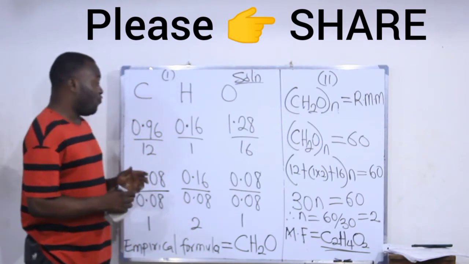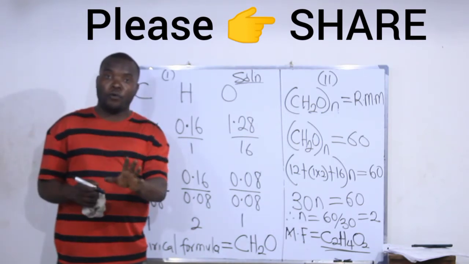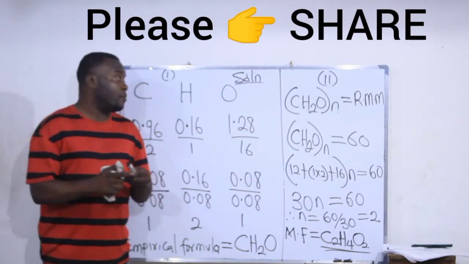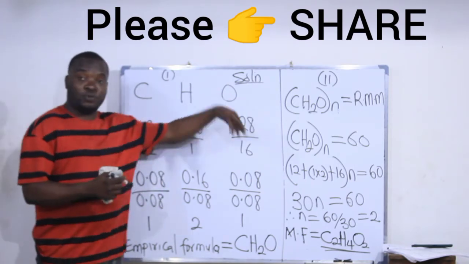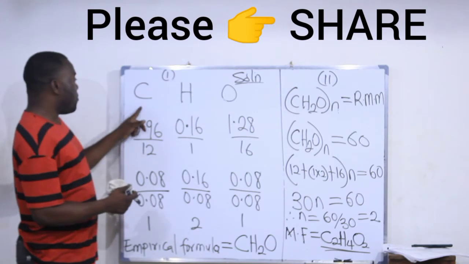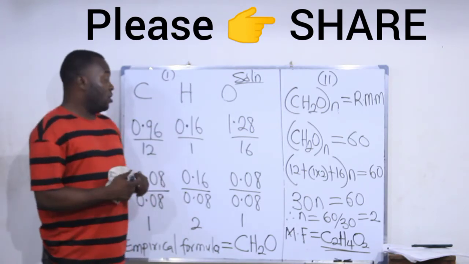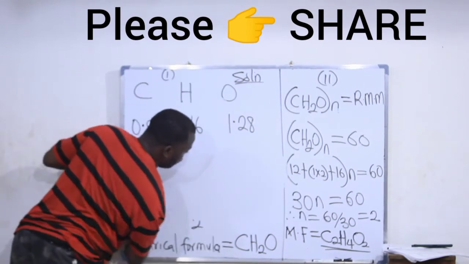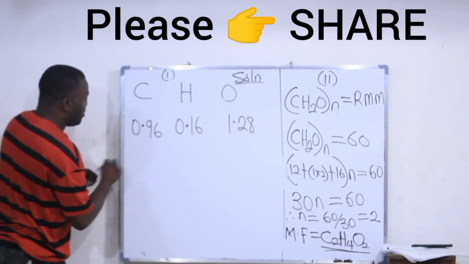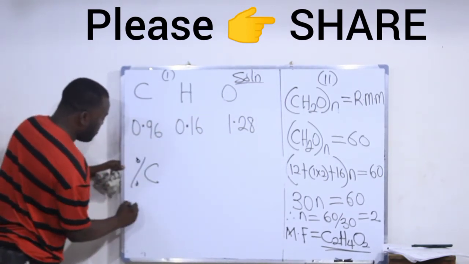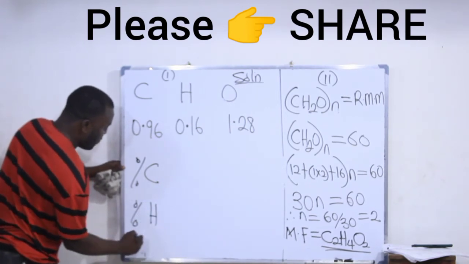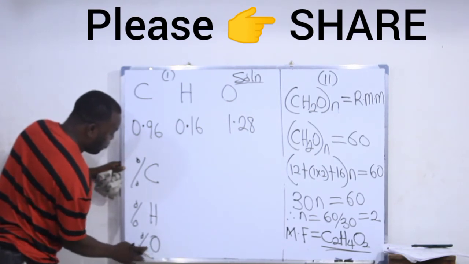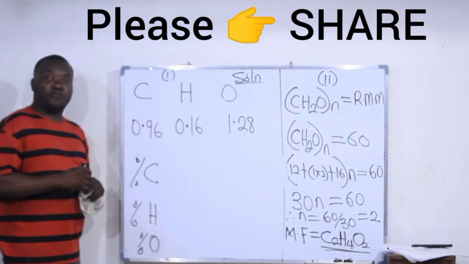Assuming you were asked to find the composition of this compound, the composition means tell us the percentage of each of the elements present. Since I have carbon, hydrogen, and oxygen, the composition of the compound will mean find percentage of carbon, find percentage of hydrogen, find percentage of oxygen. That is the meaning of finding the composition. Find the percentage of each of the elements.